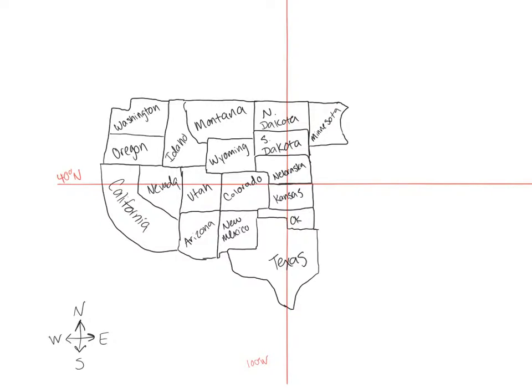And then to the south of that, we have Iowa. Iowa does not touch our red line. Notice that. It does not touch our red line. This is like the little nose here. Do you see it? Of the face. Iowa.